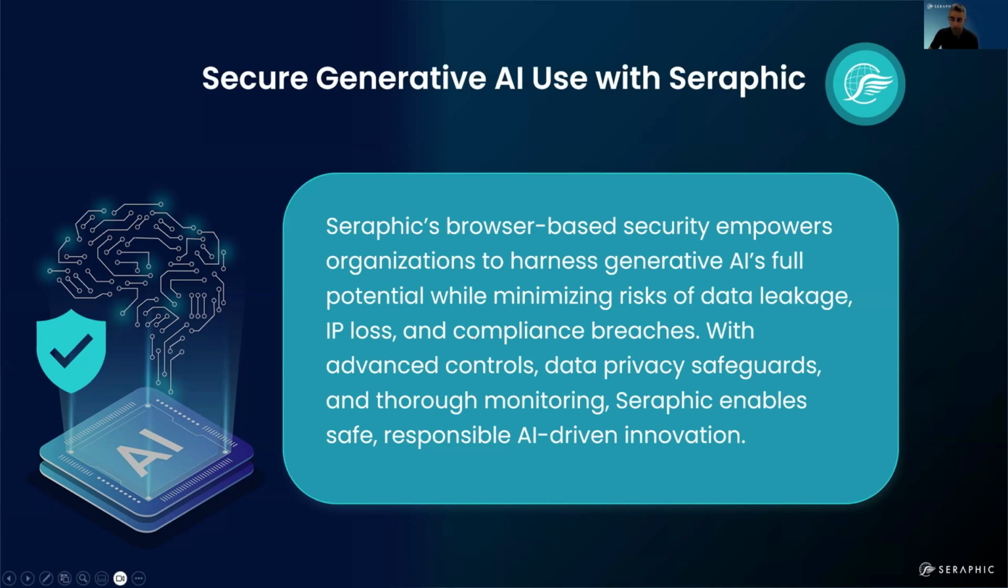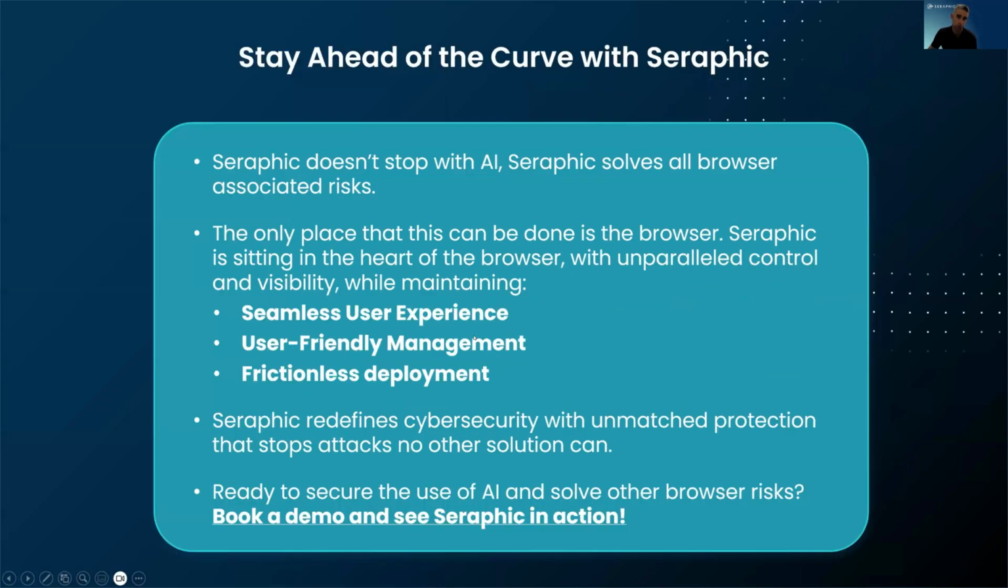I'll just summarize and say that Seraphic does not stop with AI. Seraphic solves other business browser associated risk. Obviously, generative AI and AI applications in general is one of the most common use cases these days because this is really the gateway for AI, and AI is so commonly used these days. So we're seeing this all over the place, but there are other scenarios which we are addressing, like outside attacks, like phishing, exploit, and so on and so forth. So we don't fall short and stop with AI.